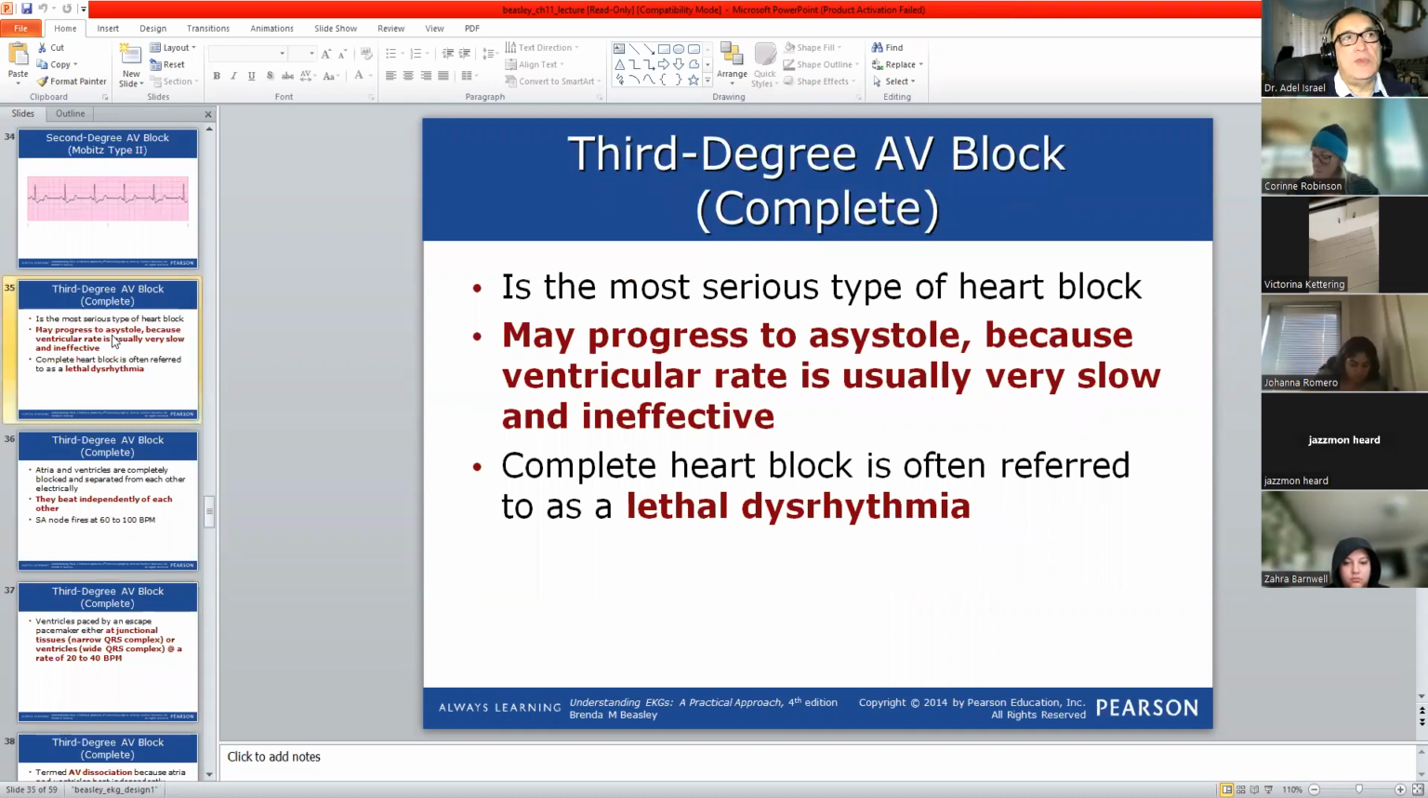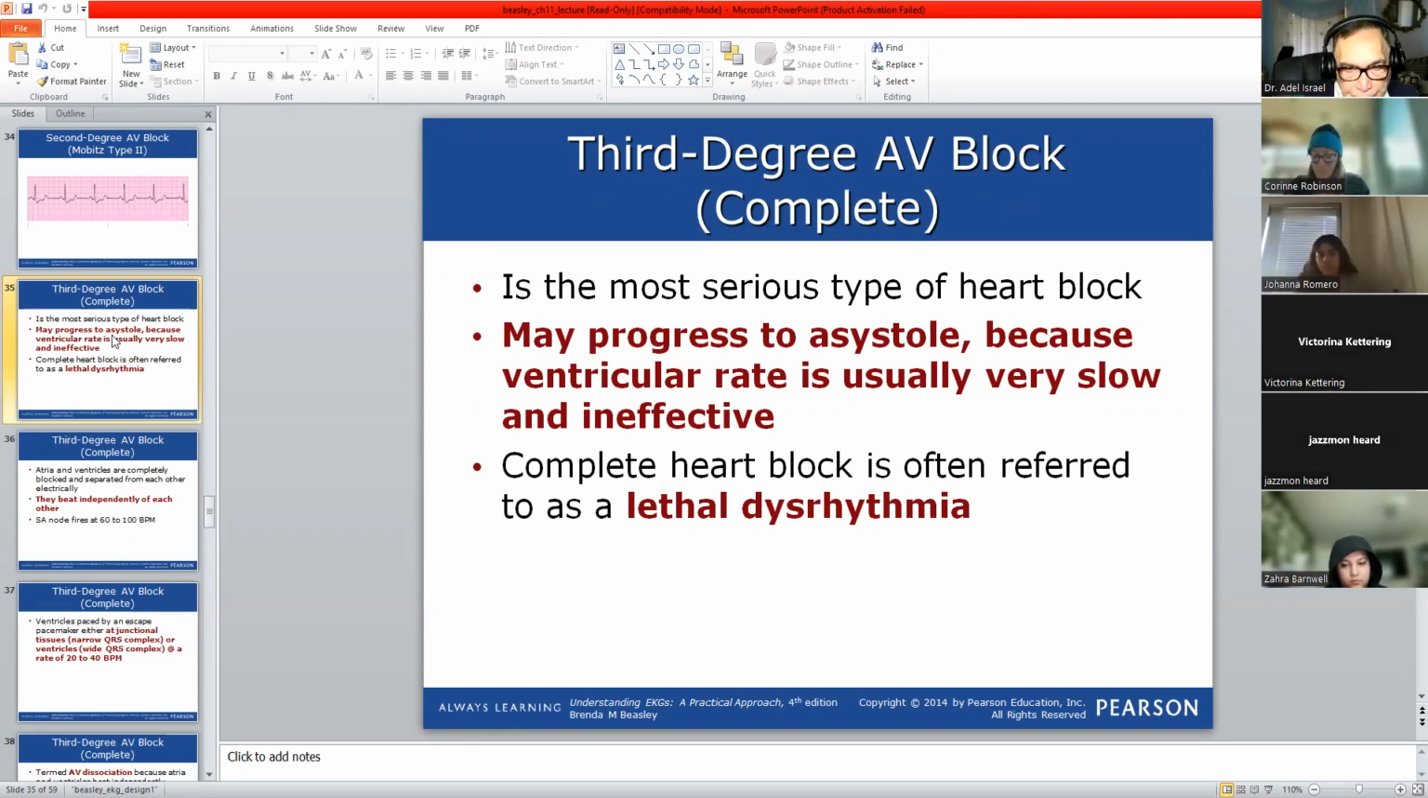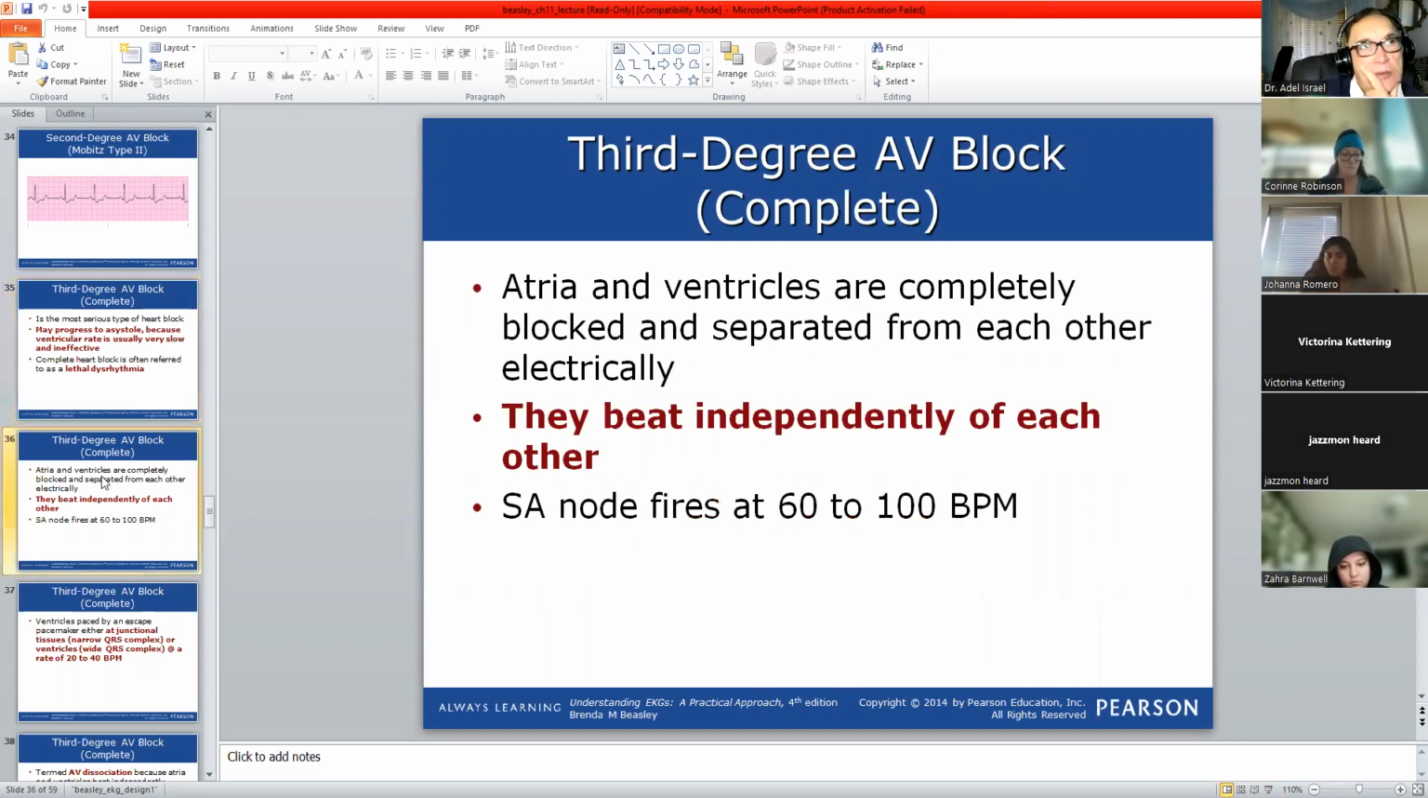And this one, the third degree heart block, we call complete. It can lead to what we call asystole, and we touched this word before. Asystole means there is no contraction, and the ventricular contraction is ineffective. According to this, we consider that these are what we call lethal dysrhythmias. And for lethal rhythms it is very important to do cardioversion, and we got this word also before. Let us go to identify the criteria of this third degree heart block.